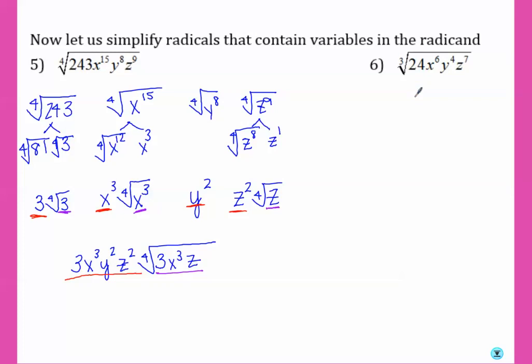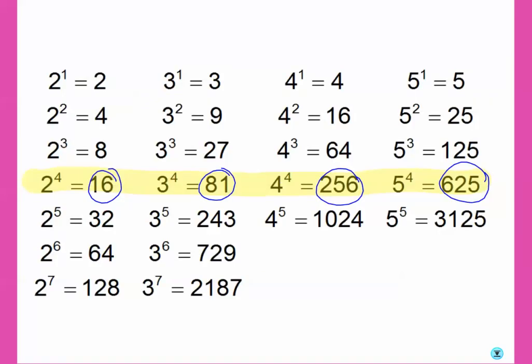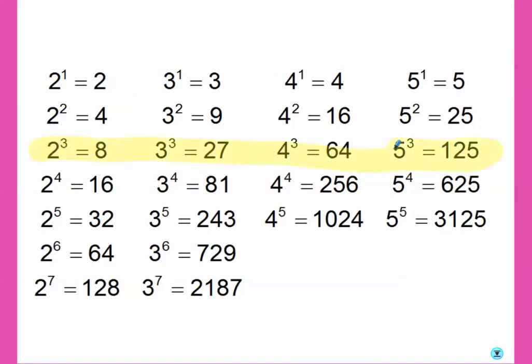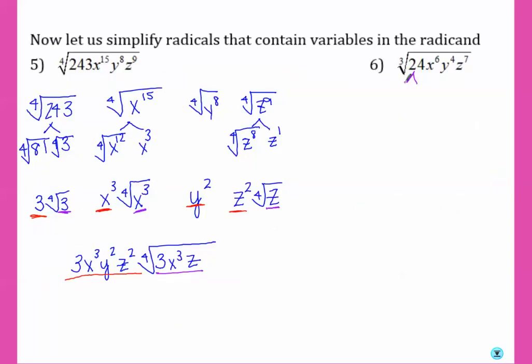As you get better with this, you might be able to do it without splitting them up. So what to the 3rd power goes into 24? Here's our 3rd powers. 24 is divisible by which one? It's divisible by 8. We're going to break this up into 8 and 3. The cube root of 8 is 2, and we'll be left with the cube root of 3.